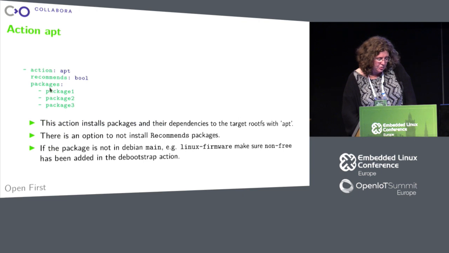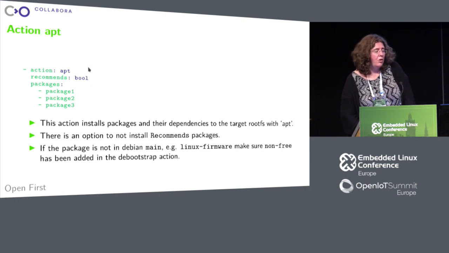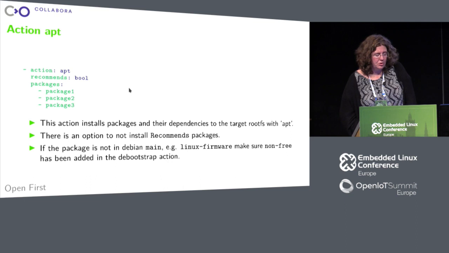There is actually an option that you can use, which is recommends. By default in Debian, you install a package with all its dependencies and all its recommends. You can use the recommends parameter to avoid installing the recommends, especially if you want to create a small system. If you are a user using Debian on a desktop machine, you probably want to install the recommends.